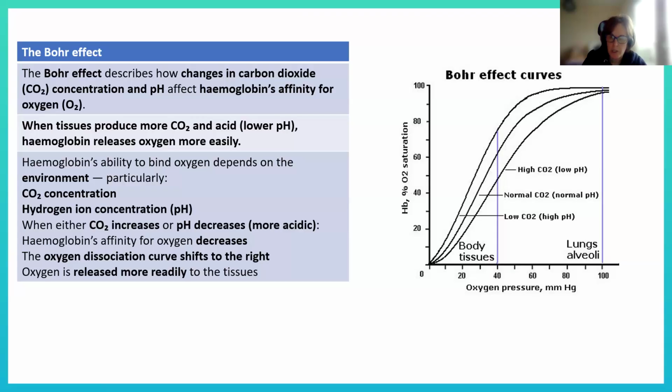So the more CO2 there is, the more acidic it is, the more easily the oxygen is released, and then carbon dioxide will be picked up as well. And that makes sense because it's more acidic and there's more CO2 in the tissues, which have been doing their job, but they've been using oxygen up for respiration. So that means they're going to need more oxygen. They produce the CO2. So that just makes it easier for the hemoglobin to know when to get rid of the oxygen.